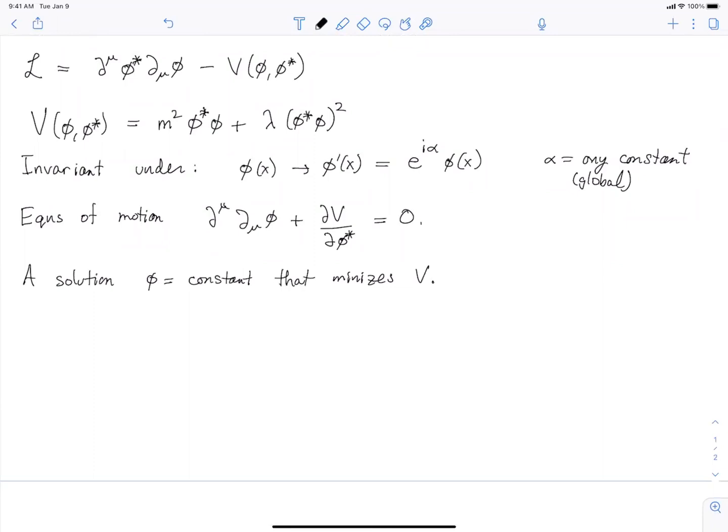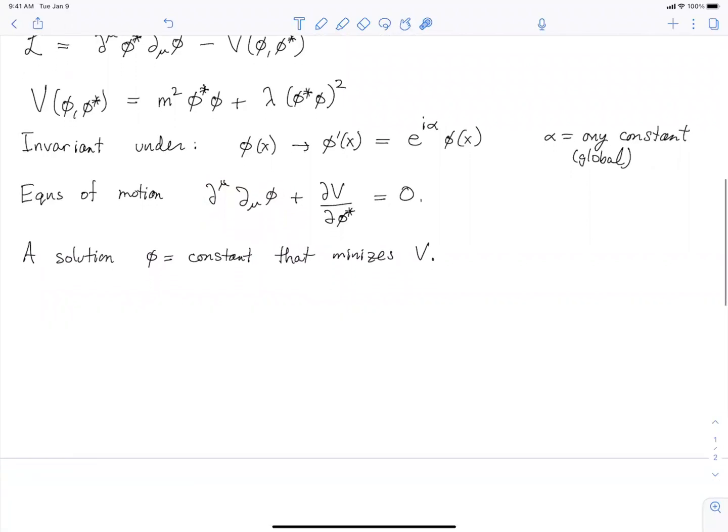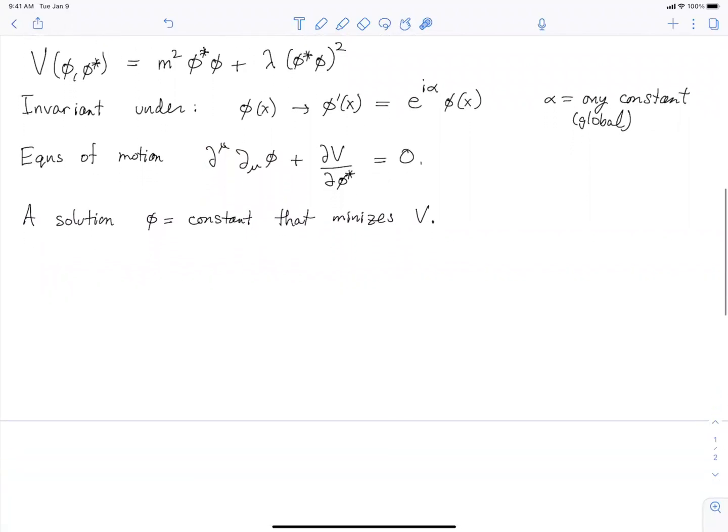Okay, and the reason that's a solution is because if it's a constant, the first term is taking derivatives of it, so that's just 0. And if it minimizes the potential, that means the derivative of the potential has to be 0 at a minimum. Okay, and so that will work. And now we need to split this up into different possibilities for what m squared and lambda are.